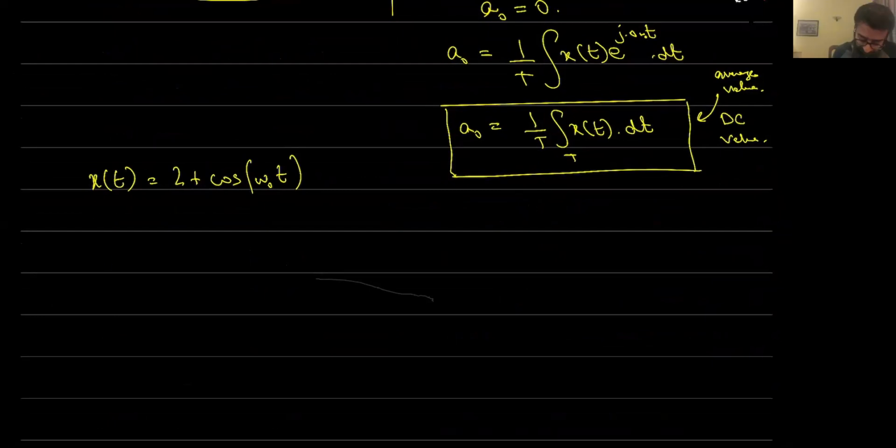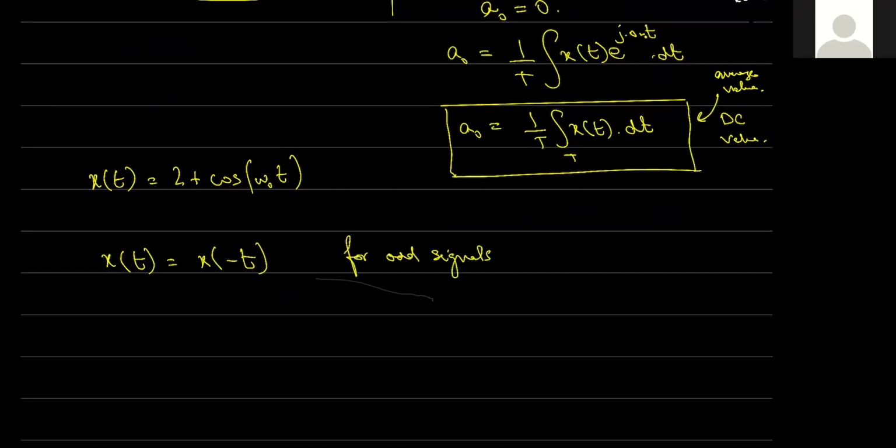So x of t equals x of minus t for odd signals, right? Jituba, okay? Yes, sir. So then x of 0 must be equal to what? Sorry, there is a minus here. So, okay, 0, yes. X of 0, right? Yes, sir, I got it. Thank you, sir. X of 0 equals 0. Good.